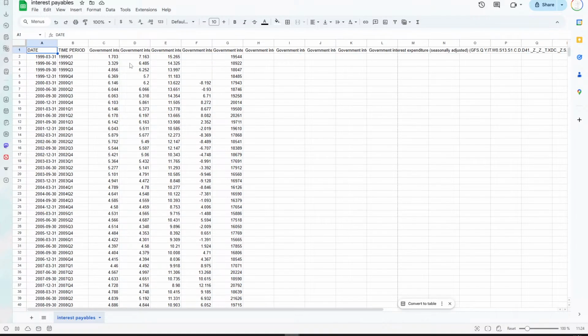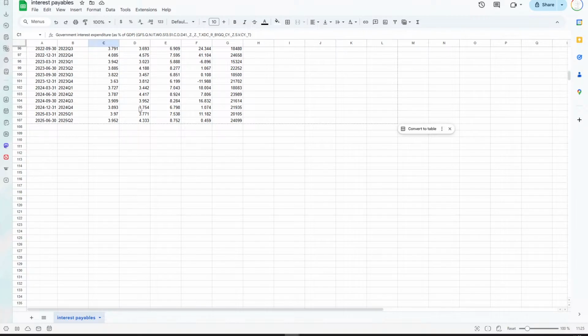Let's see if we have interest percentage of GDP, okay. Total expenditure, annual growth rate, and these monetary terms. So these are comparing the stock and flow.